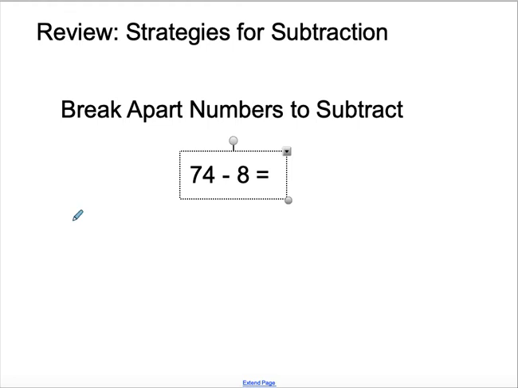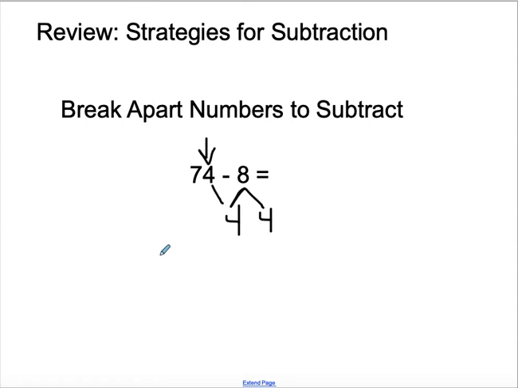The last strategy we talked about for subtraction is breaking numbers apart. So let's look at 74 take away 8. I want to come up with a friendly number. So when I break apart my numbers, I want to break apart the numbers so that I can make 70 a friendly number. I know if I take away that 4, I will have 70. So now I think, 4 plus what equals 8? And 4 plus 4 equals 8.